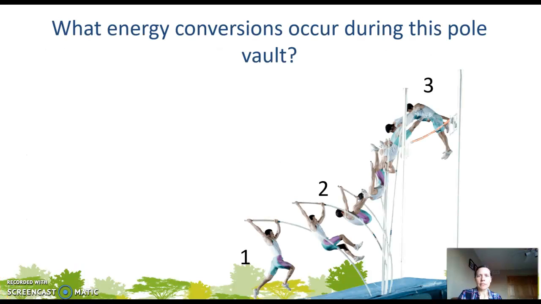Here's another type of example. What energy conversions happen during this pole vault? So what kind of energy, first he starts running. What kind of energy does he have when he's running? That's kinetic energy. And then the pole, when he puts the pole in, he's going to bend the pole.